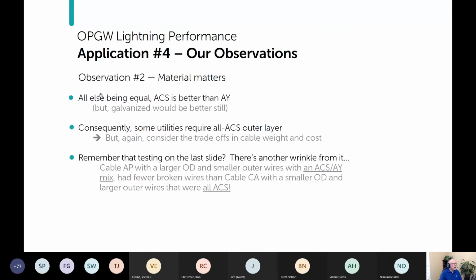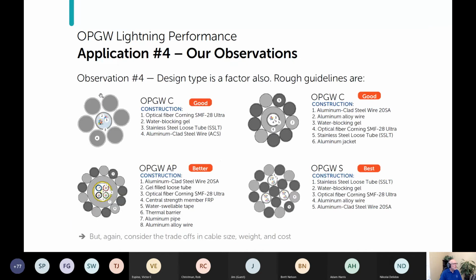Observation number 4, design type is a factor too. The center tube designs, there's nothing wrong with them. They are not bad designs. From a lightning standpoint, they do good. We don't see center tube cables falling down all around the country or the world. They do good. But when you do the laboratory testing, they do seem to have more damage. That's consistent with the testing that I've been talking about here and just in general.